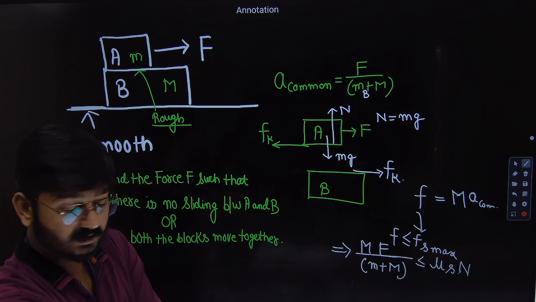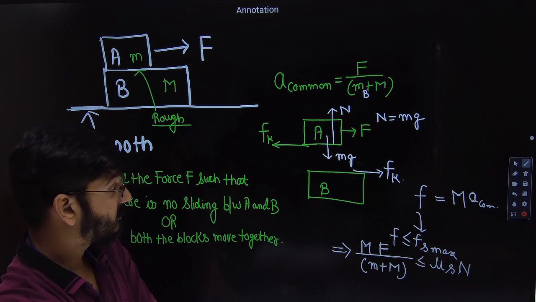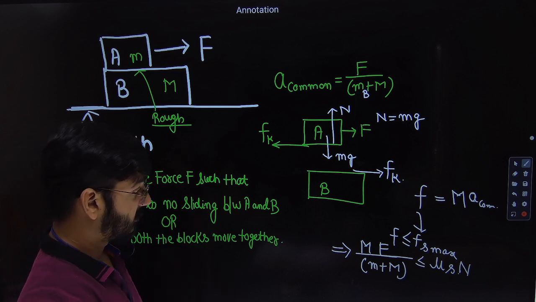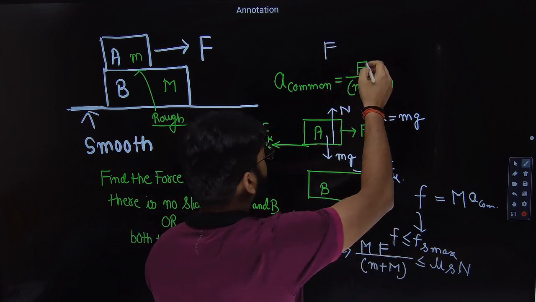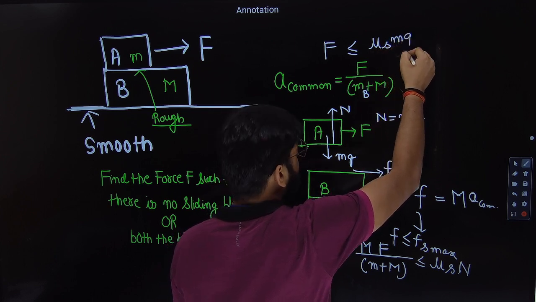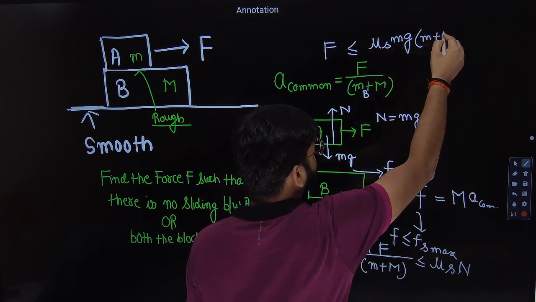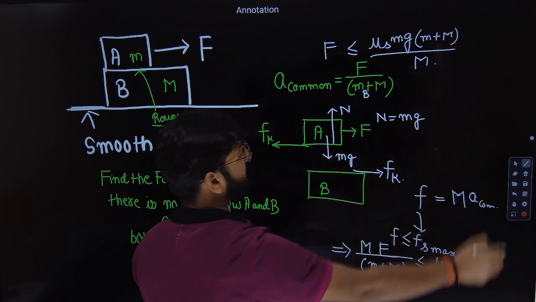What if the force was acting on B? So that is the next case. Okay, fine. That is the next case. So what will be F from here? If I rearrange the terms, F will be less than or equal to mu s into small m g into (small m plus capital M) divided by capital M. Done?